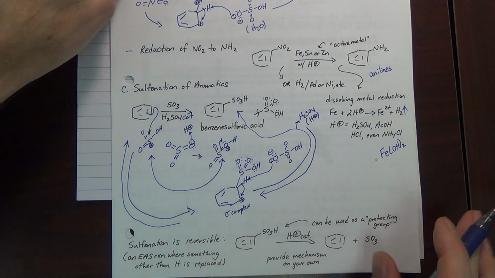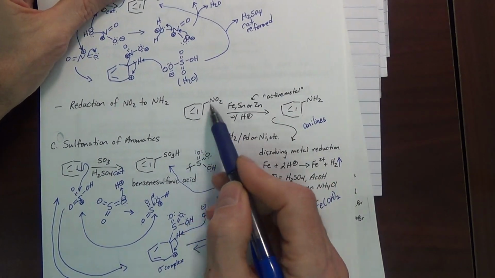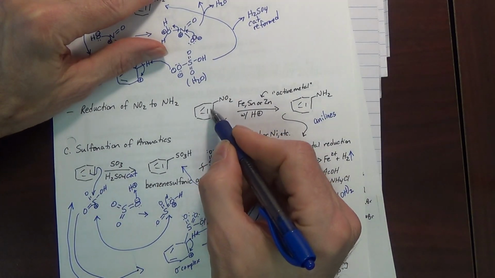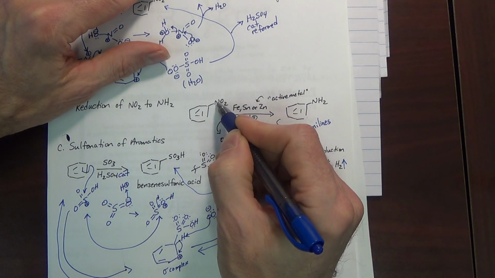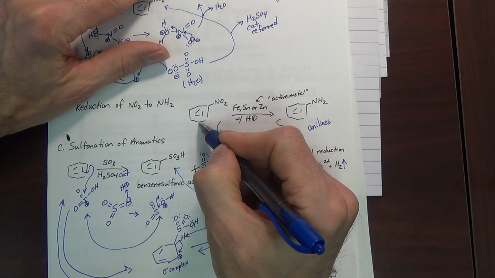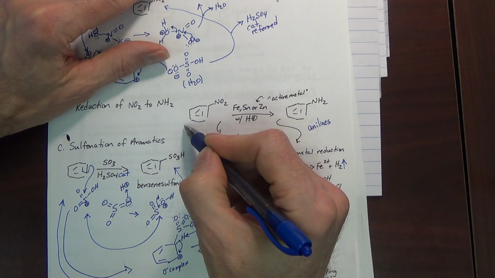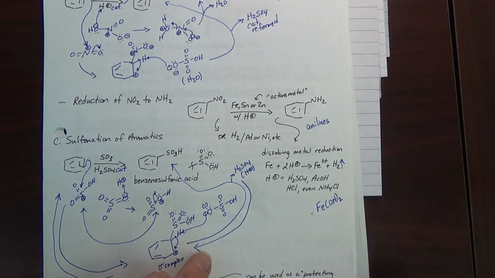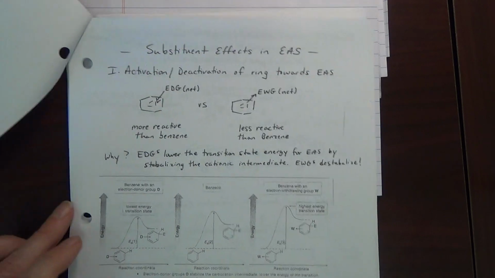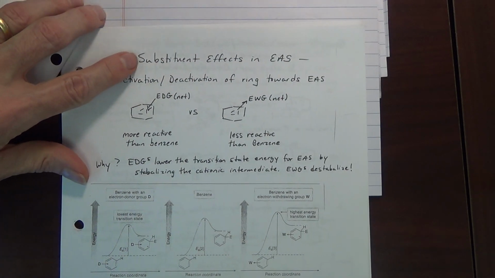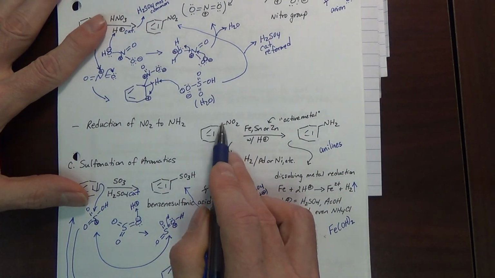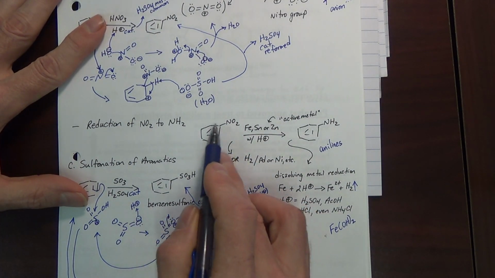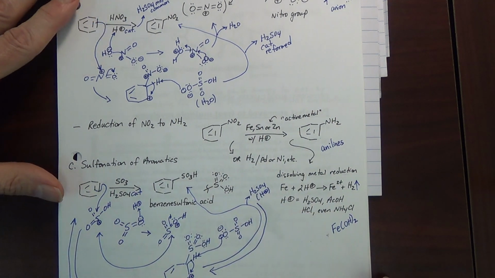But what if you react, for example, nitrobenzene? What if you tried to brominate it? Would the bromine go next to the nitro, ortho? Would the bromine go 2 away, meta? Or would it go 3 away, para? That's regiochemistry, and that's going to fall under substituent effects. What is the effect of the nitro group in directing the regiochemistry of a newly added group?